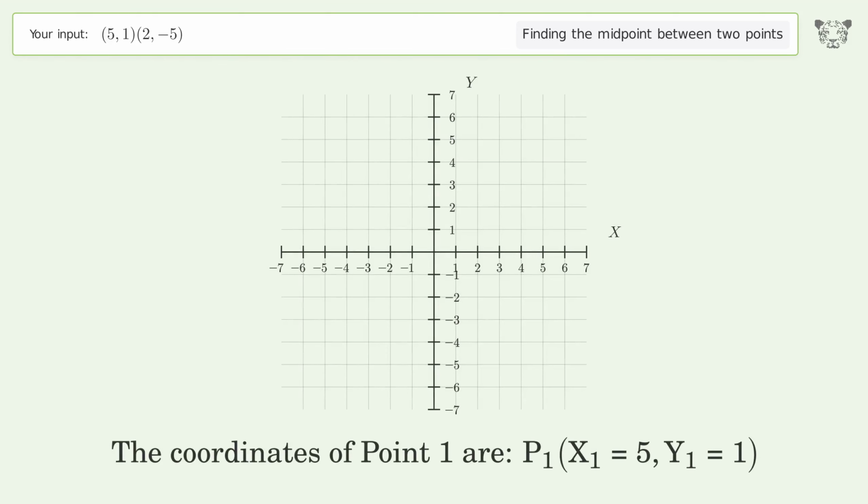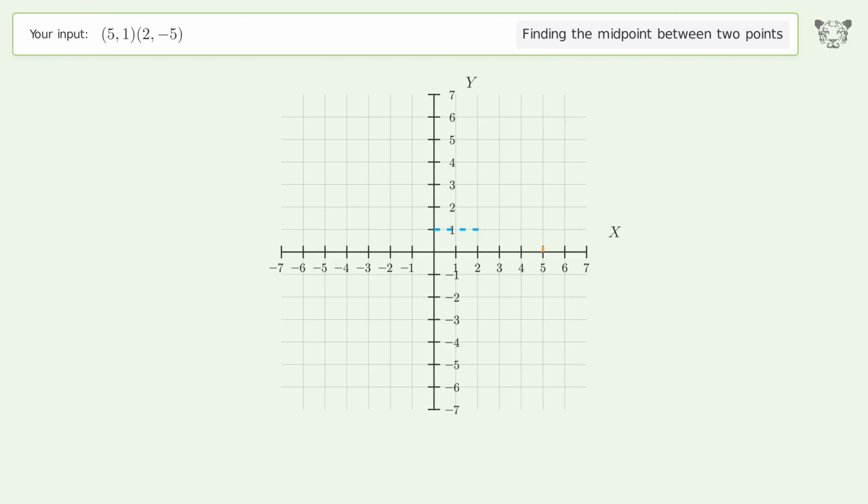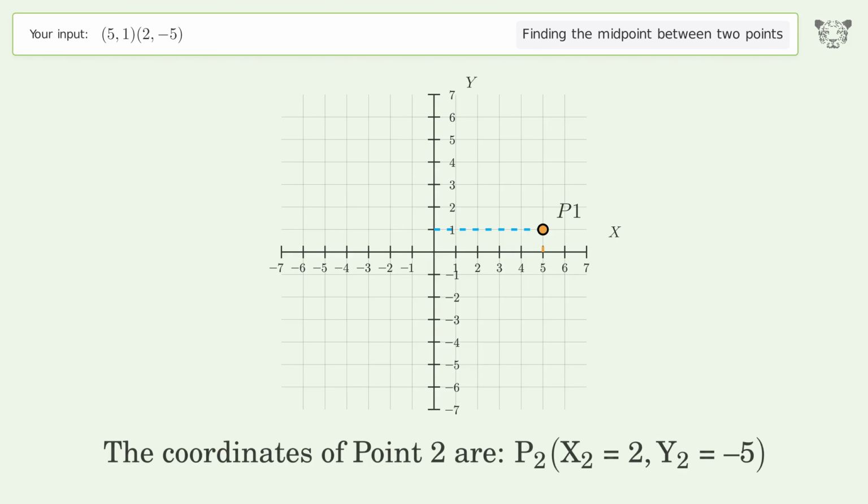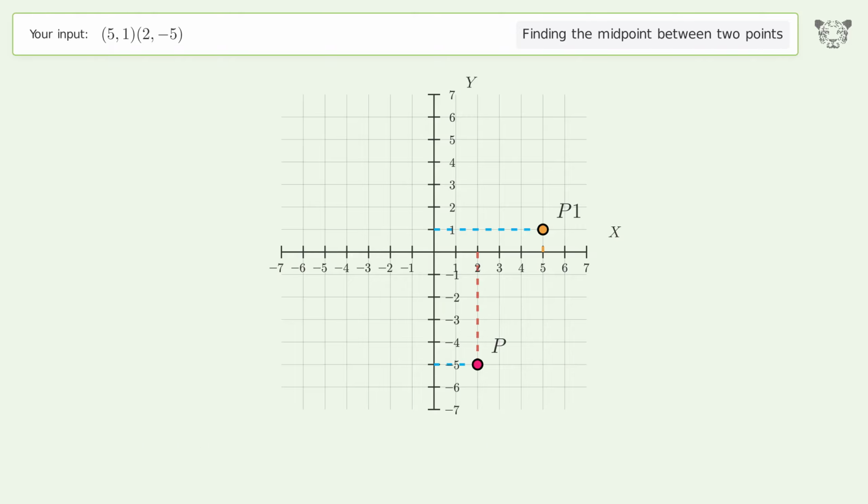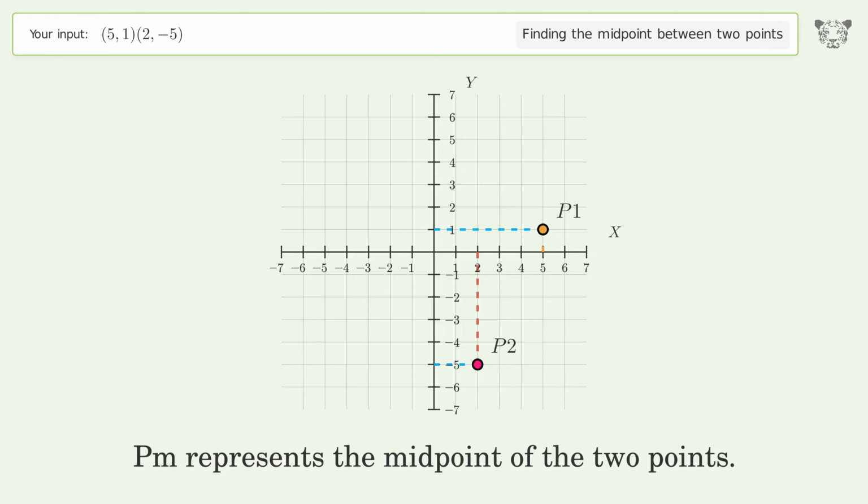The coordinates of point 1 are x1 equals 5, y1 equals 1. The coordinates of point 2 are x2 equals 2, y2 equals -5. PM represents the midpoint of the 2 points.